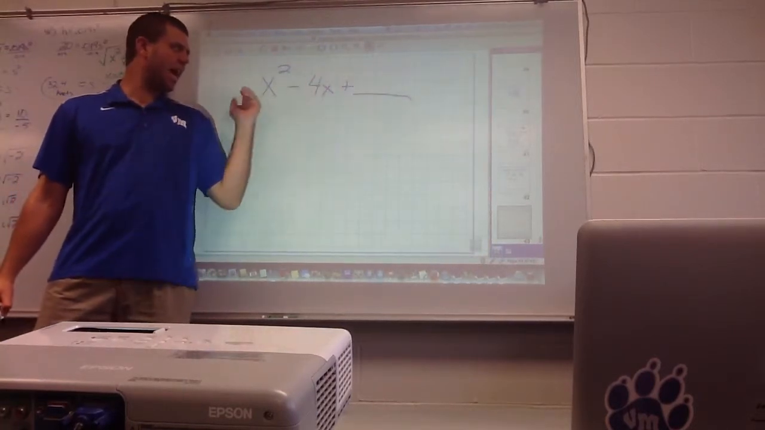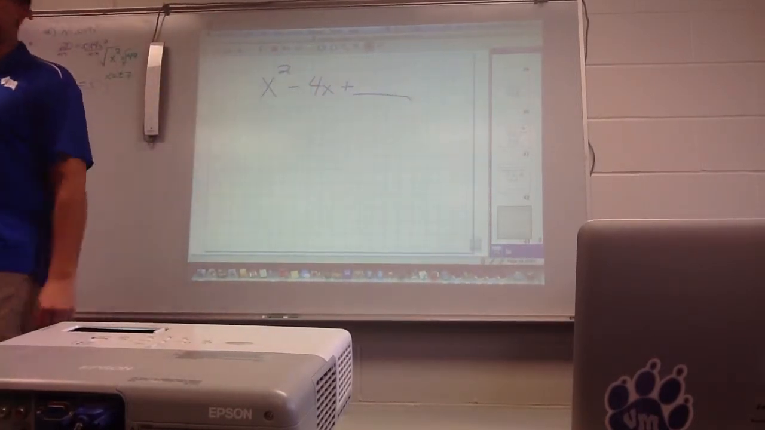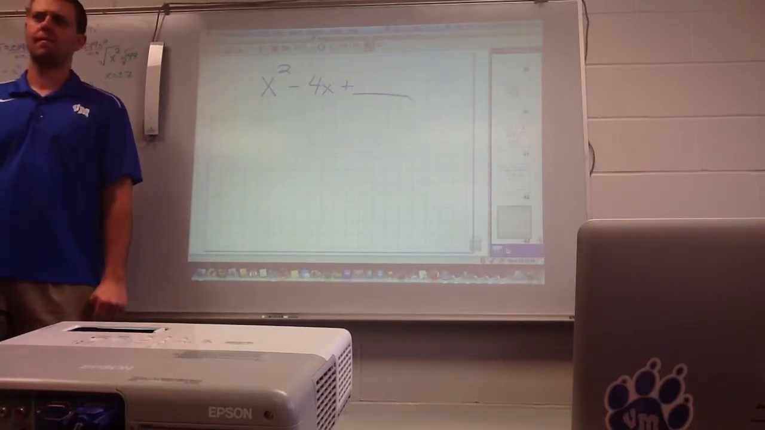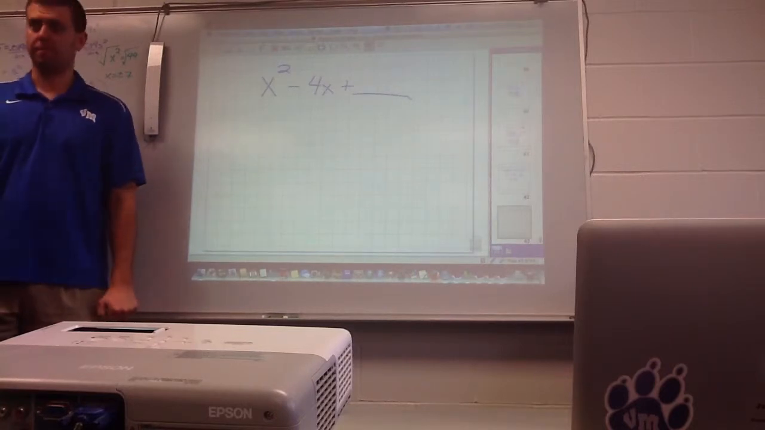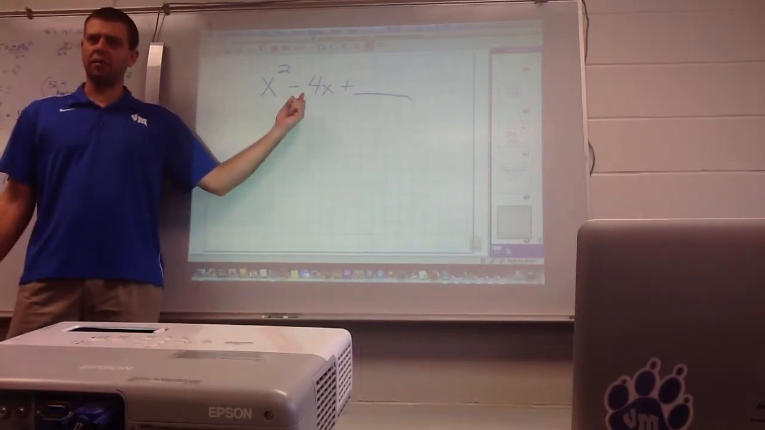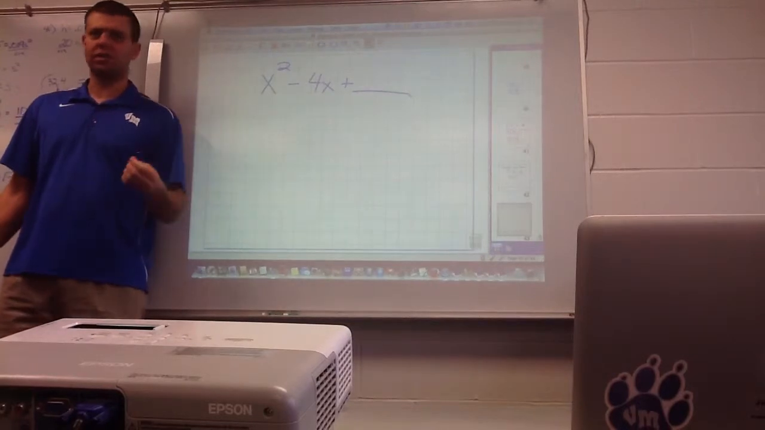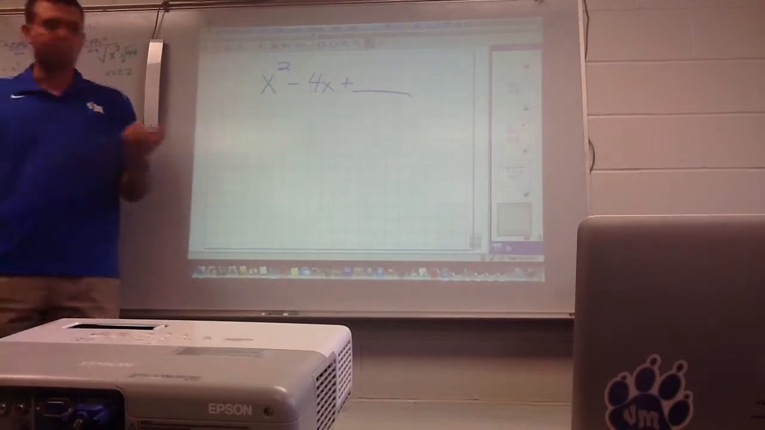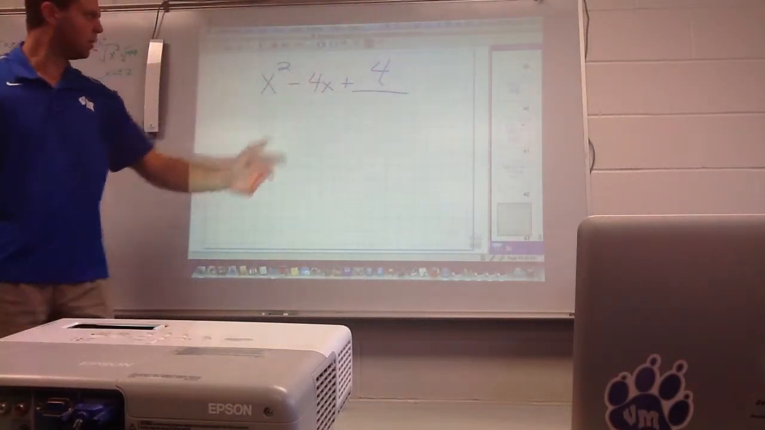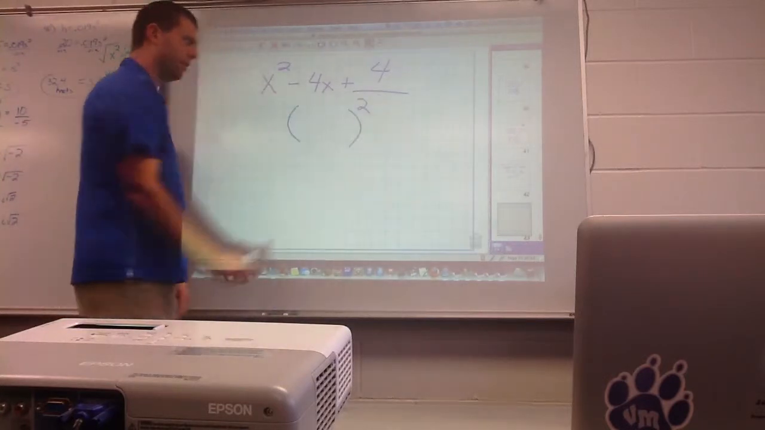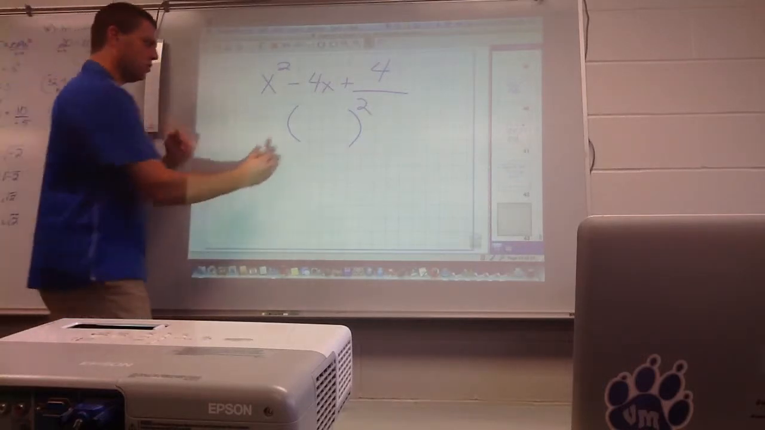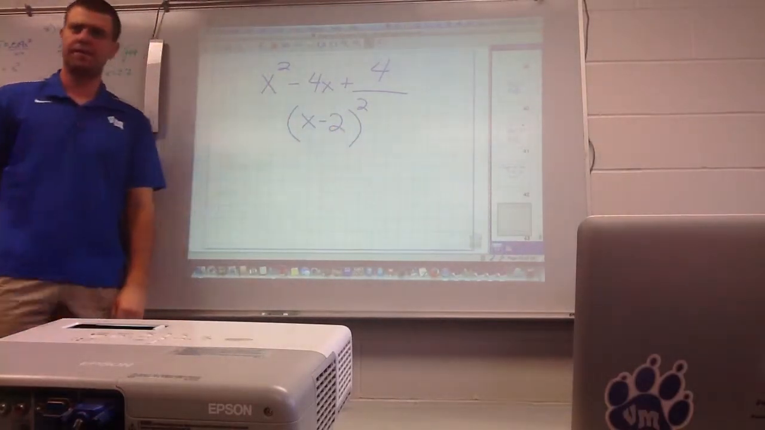What number would I need to add to x squared minus 4x to make this become a perfect square? What do you think, Joey? 4. Yep. What's half of negative 4? Negative 2. Negative 2, but then square it. Take it times itself. What's negative 2 times negative 2? Positive 4. It'll always be positive, right? Because when you square something, you'll always get a positive number. So now this could be written as what squared? X minus 2 times x minus 2. So x minus 2 times itself, or x minus 2 quantity squared.